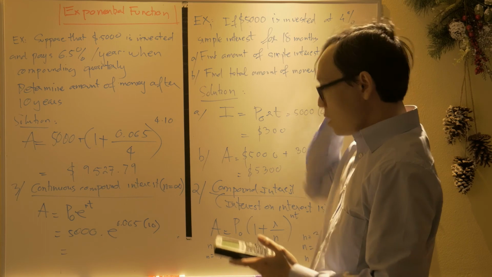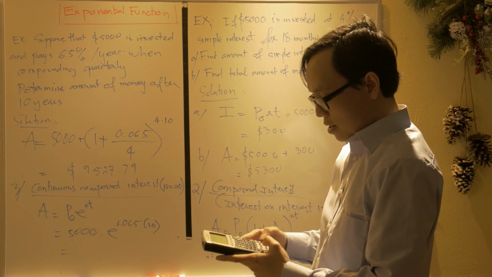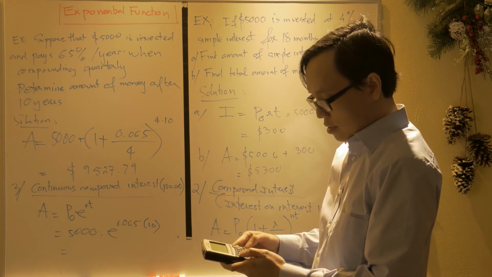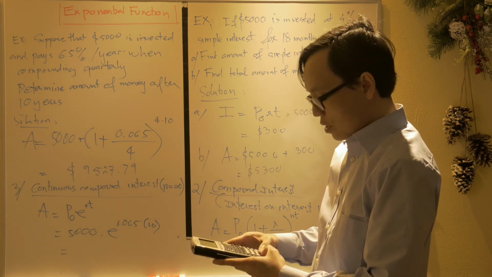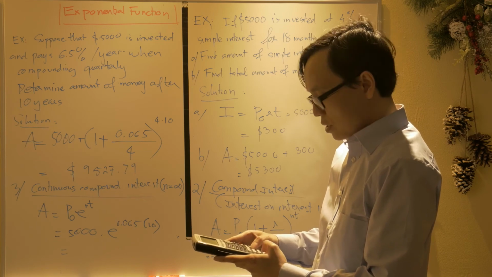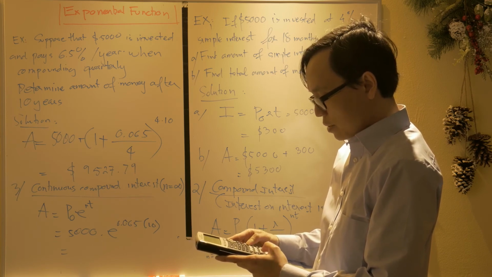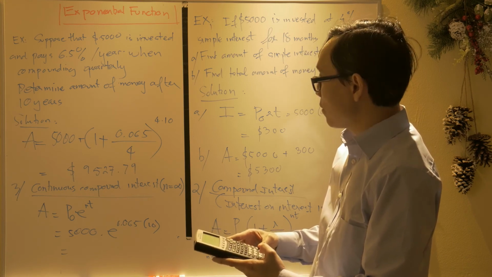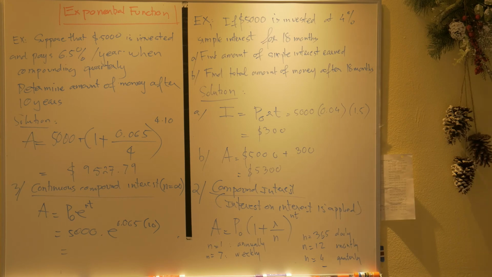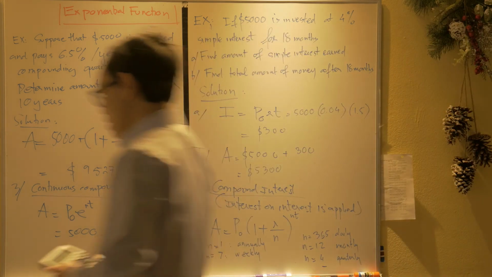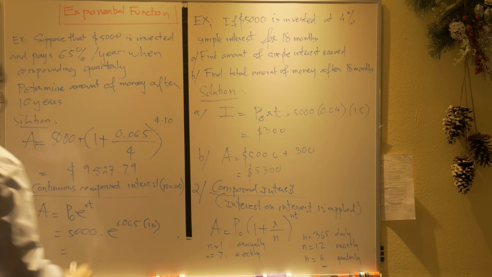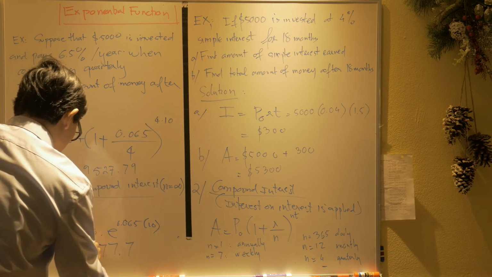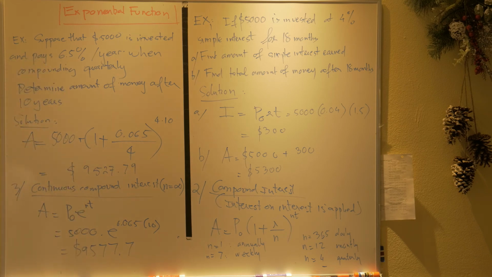Okay, so I have $5,000, right? Time, right? E, put the E number, raise it to 0.065. Okay, times 10, which gives you 9,577.7. So you see that it's a little bit better.